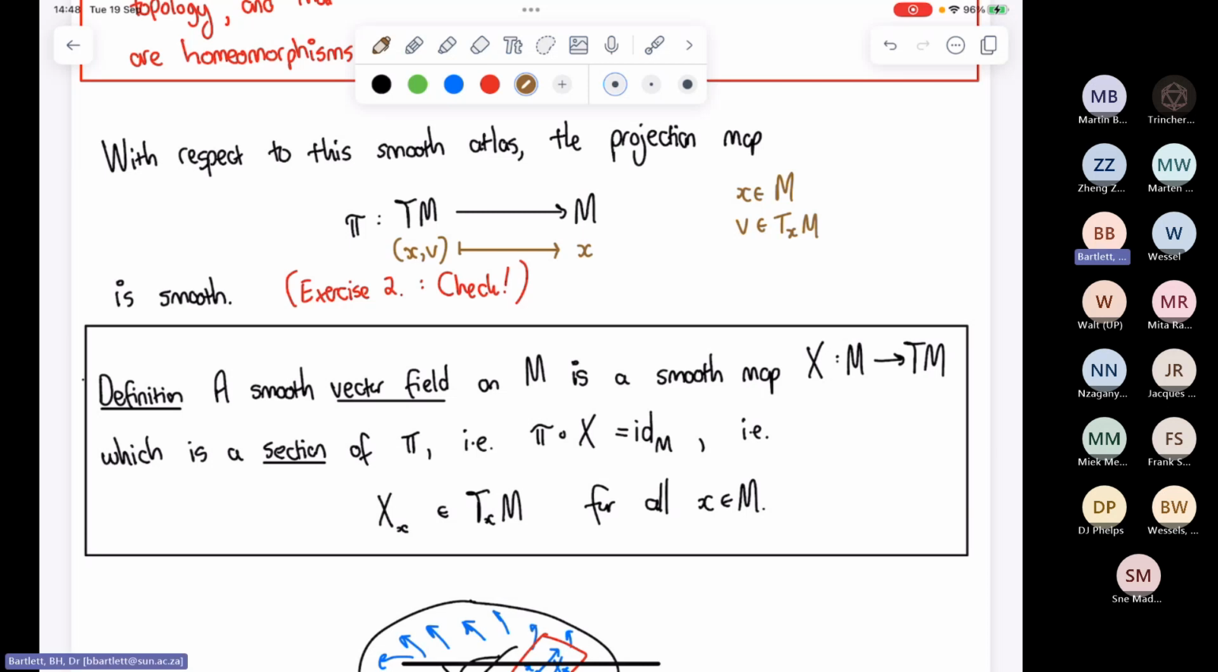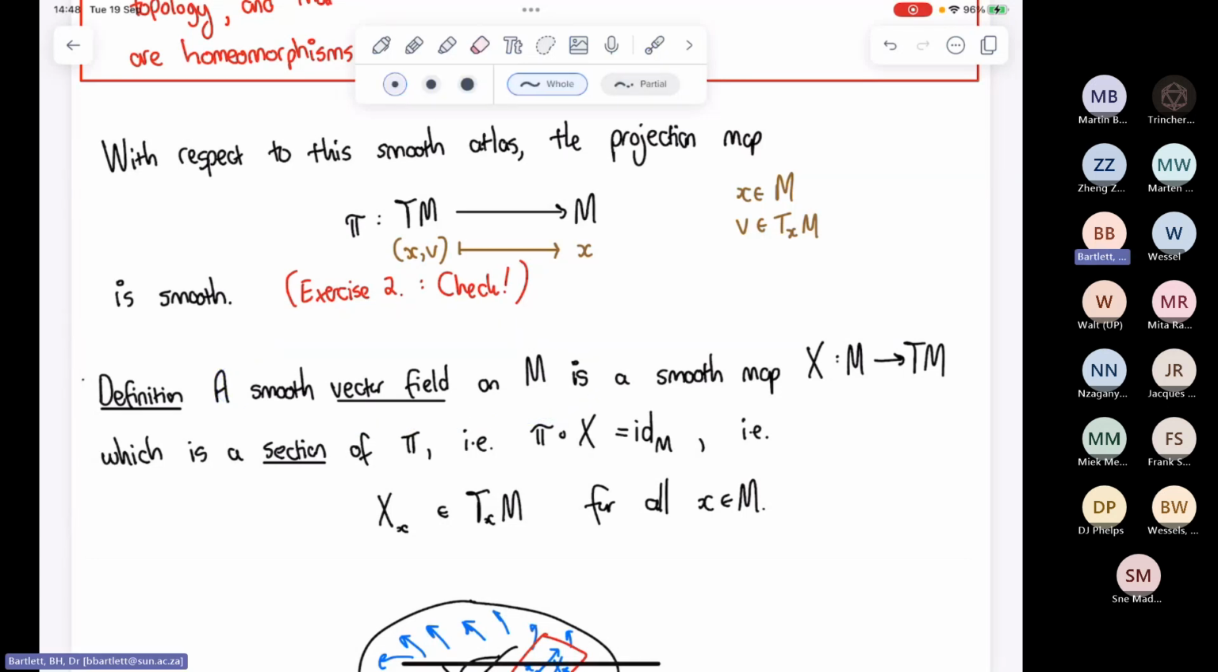Good. So now that we have the tangent bundle, we can talk about vector fields on M. Because now we can say that a smooth vector field on M is going to be a smooth map from M into TM.